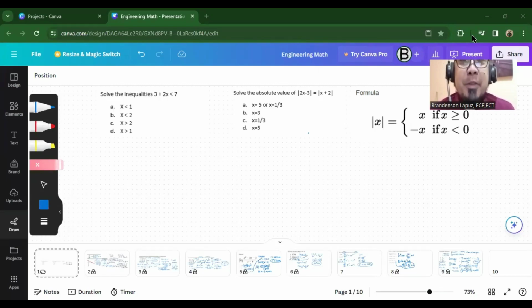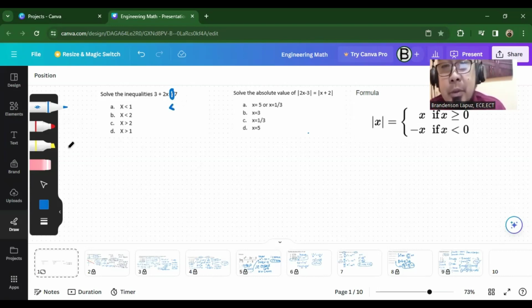So we have another topic which is part of calculus, and these are the earlier calculus subjects or topics. So without further ado, we can start now performing this problem. We have a problem here, which is solve the inequalities. We have given 3 plus 2x is less than 7. You notice this one, it is an inequality, so less than.